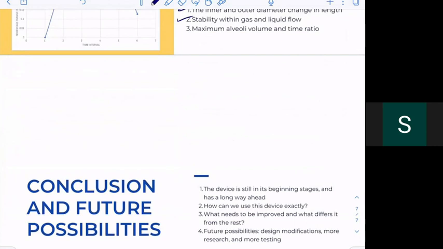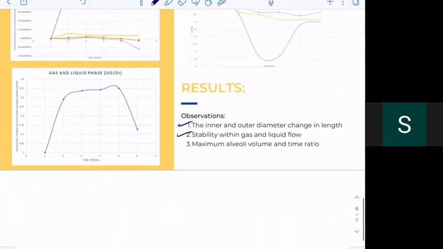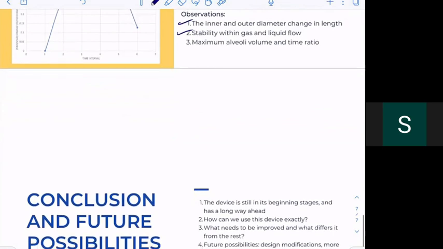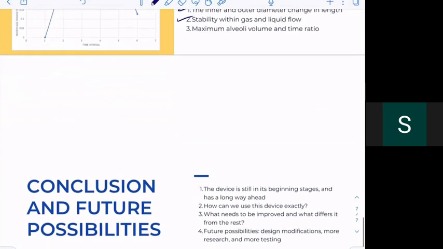And how exactly can we use this device? There are plenty of ways we can use this device. One of them being having actual alveolar cells in there that release surfactant, and measuring how the presence of the surfactant that is secreted in the alveoli and its absence affects the actual expansion and contraction of the lungs.